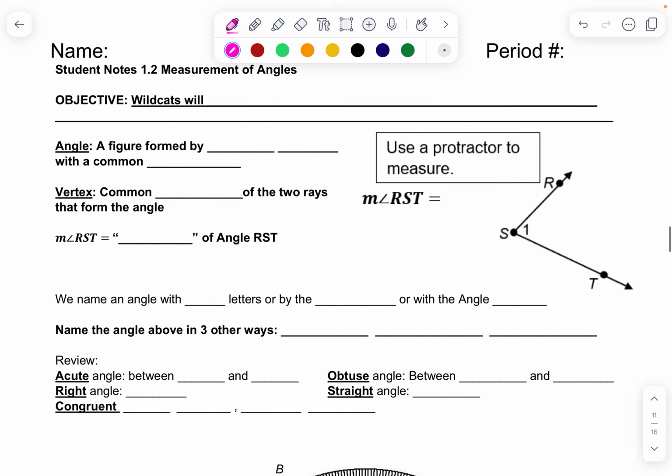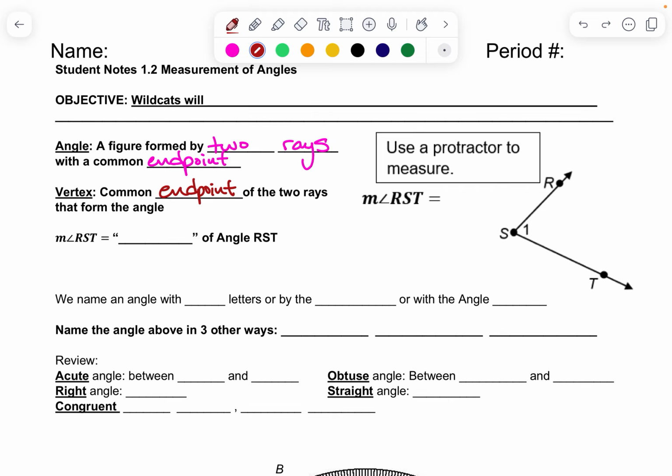We got into today's notes and we again said that an angle is formed by 2 rays that share a common endpoint. All right, 2 rays that share a common endpoint. And that common endpoint is what we call the vertex. This is a big vocab word for geometry, vertex. Okay, it's the shared endpoint, or it's that point of intersection, if we're talking about lines, where angles are formed.